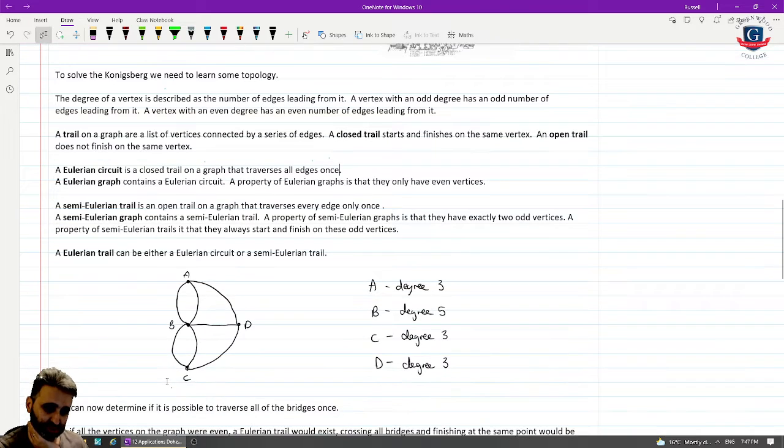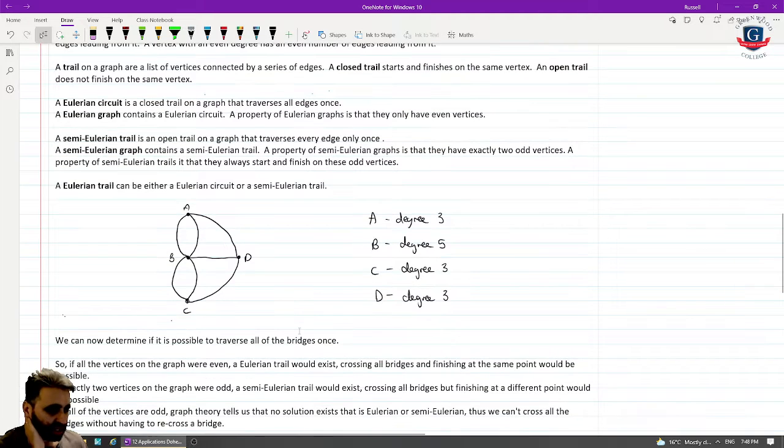Okay, first problem. So here is the Königsberg graph, nicely drawn, and we can see that A has a degree of 3, B has a degree of 5, C has a degree of 3, and D has a degree of 3. And we can now determine if it's possible to traverse all bridges at once by using our little bit of graph theory that we've learnt. Is an Eulerian trail possible?